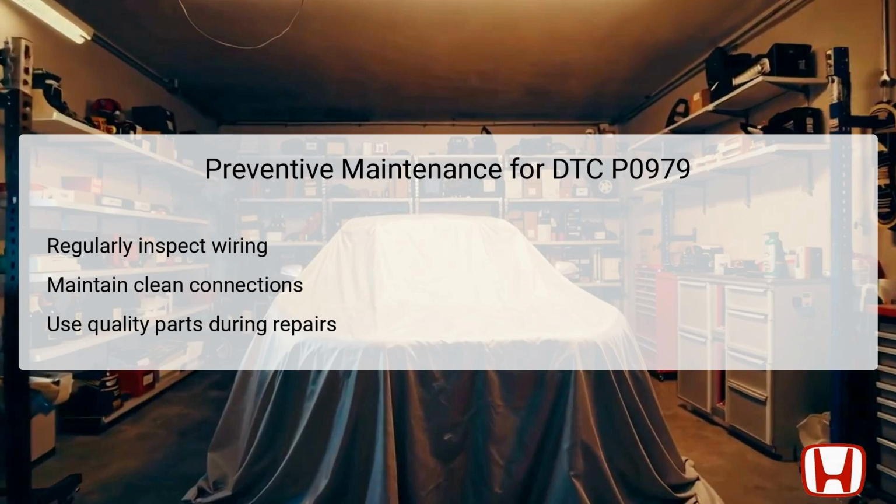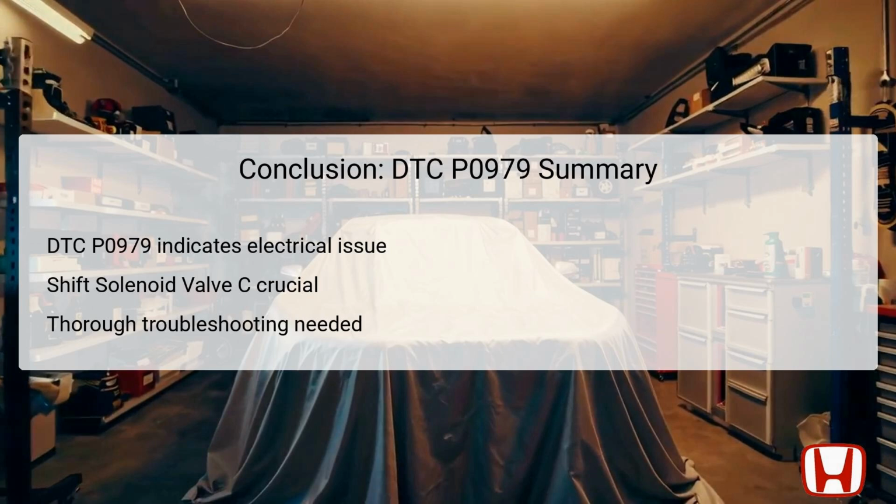its components. In summary, DTC P0979 signifies a crucial electrical issue connected to the Shift Solenoid Valve C in the Honda Accord models from 2012 to 2017. Recognizing the symptoms, such as the inability to shift gears and the illumination of the check engine light, are important indicators of a potential issue that warrants immediate attention.